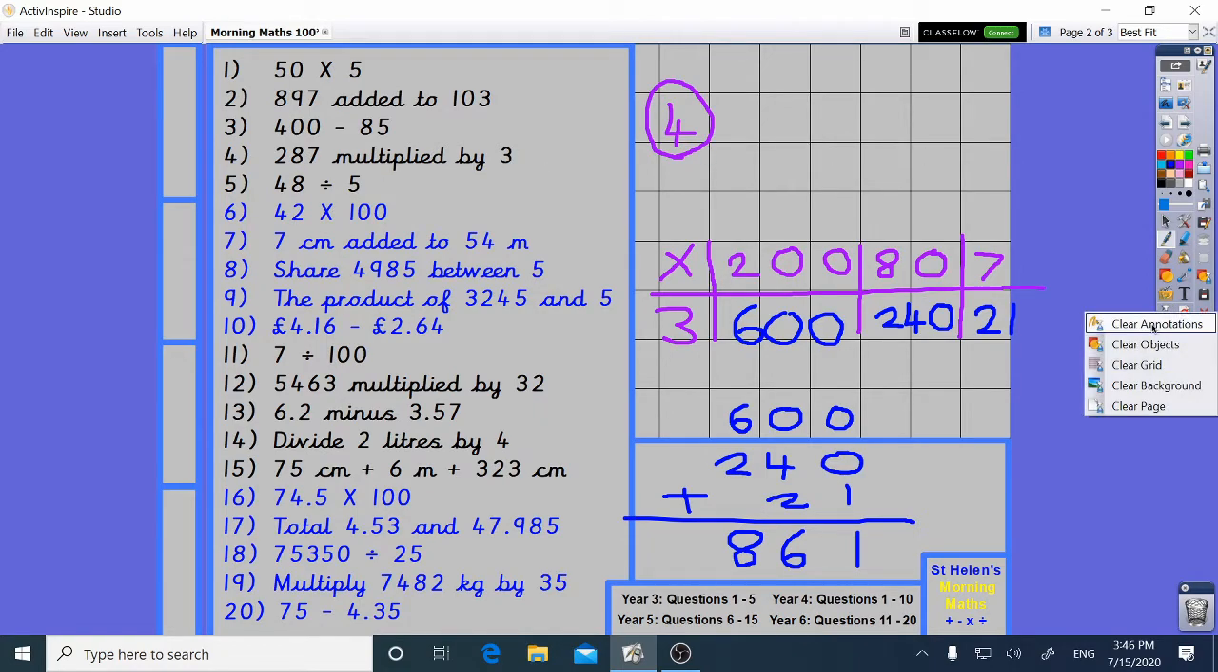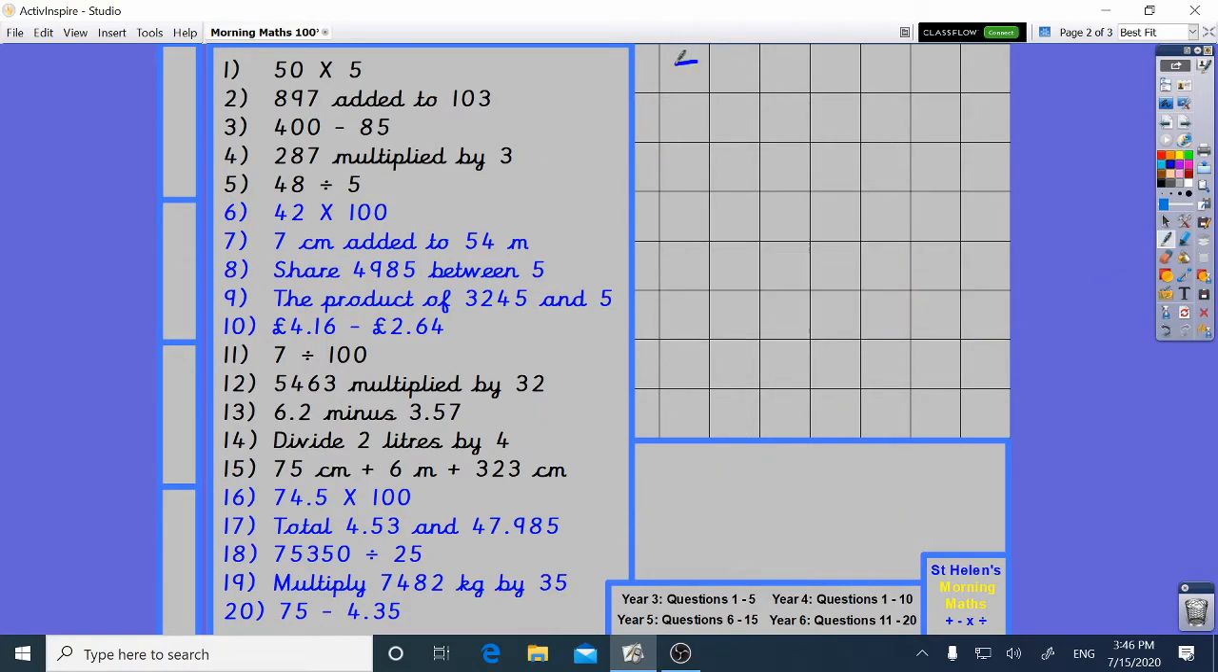Okay, we get to question 5. 48 divided by 5. As you know, many ways to do that. 48 divided by 5. I think I might just sing the way to this one today. How many 5s in 48? That's what we're saying. Divide means share, and it means how many somethings are in a something.